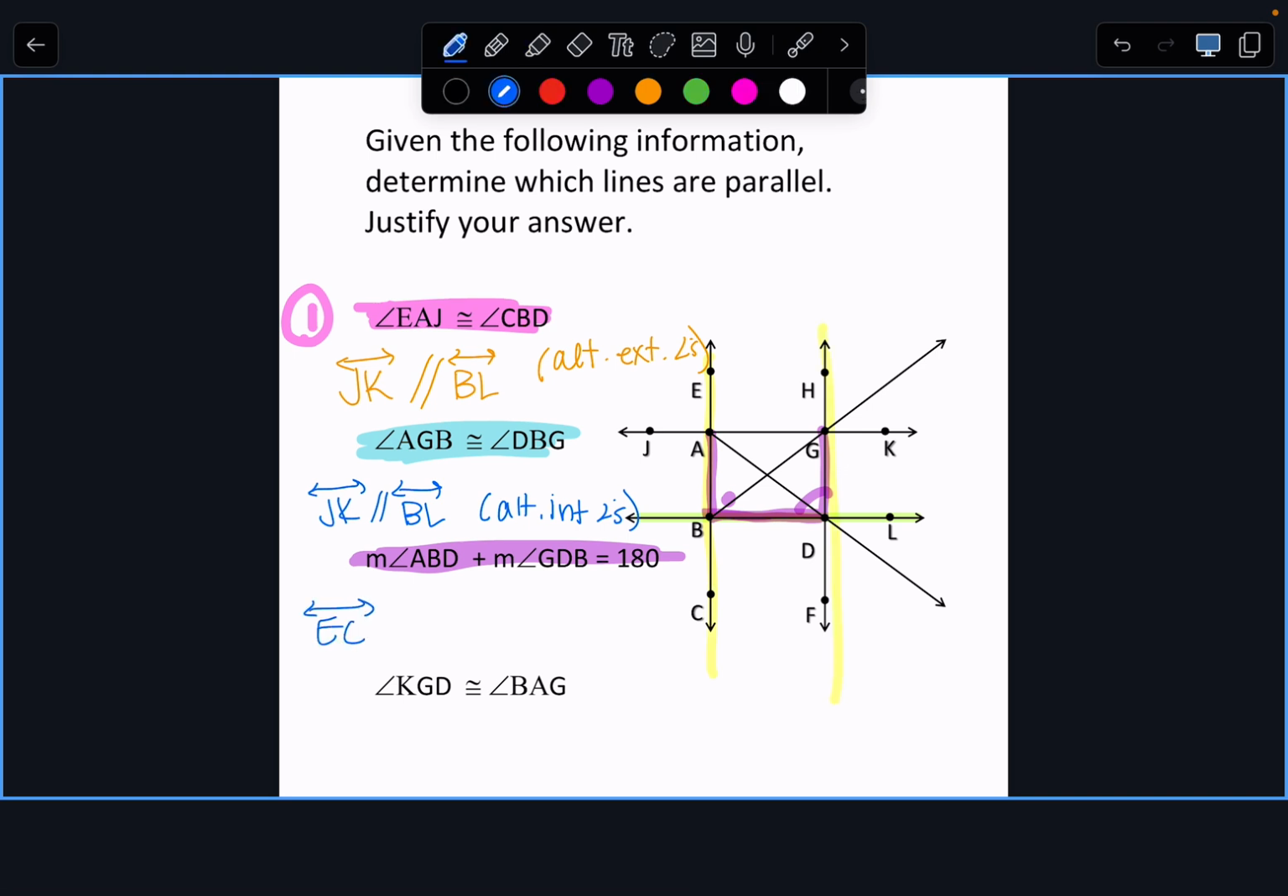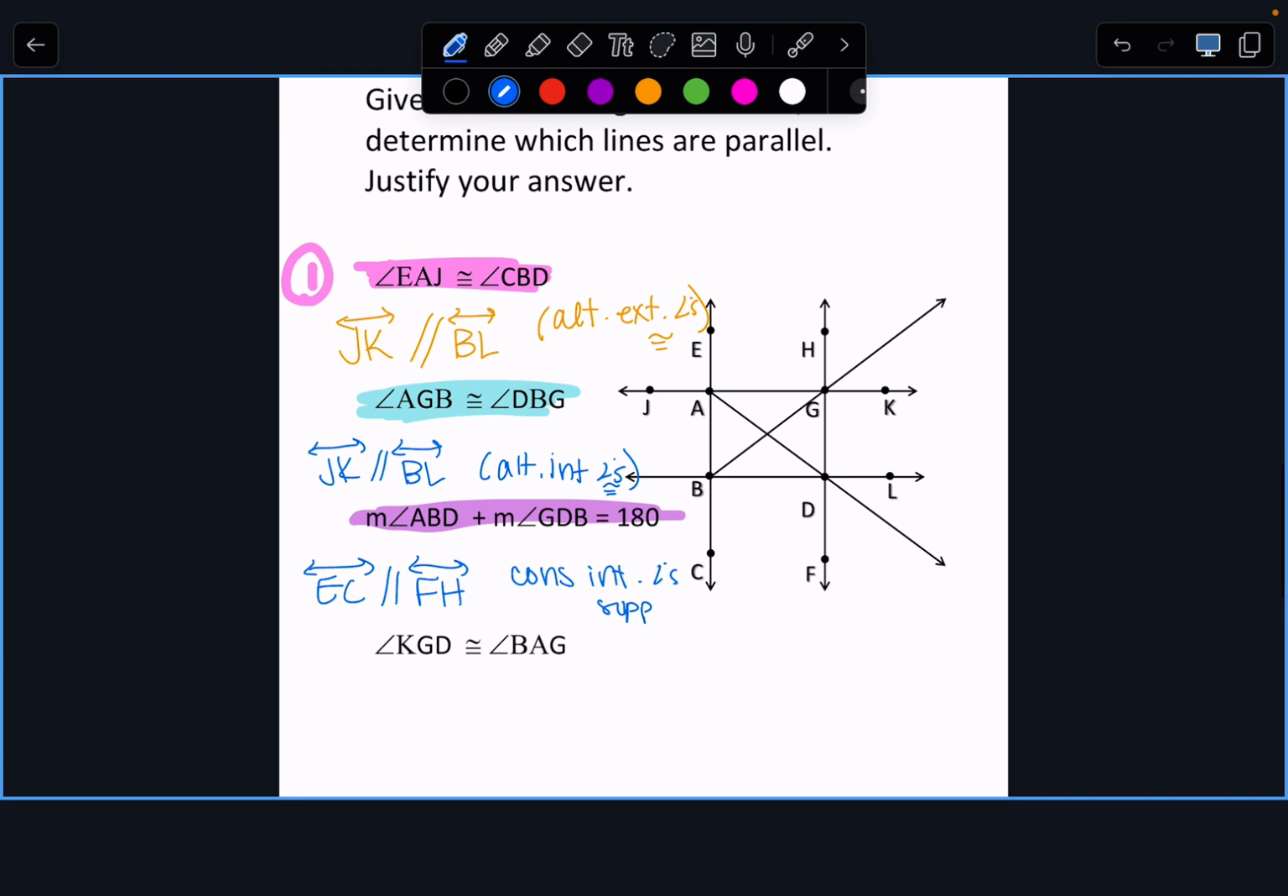EC is parallel to FH because we have consecutive interior angles that are supplementary. Would you have to do consecutive interior angles, or is that to show, like, justify your answer? Yeah, that's our justifier answer, and I probably should have put this up here. The justifier answer would be, what kind of angles are they? What information did they give us?